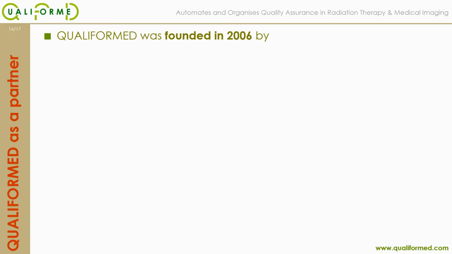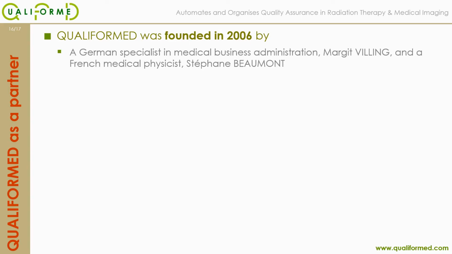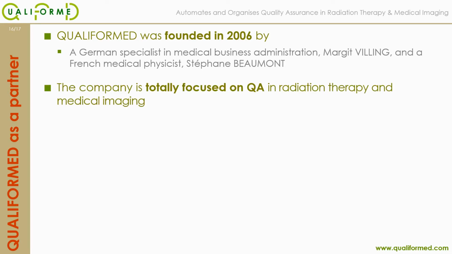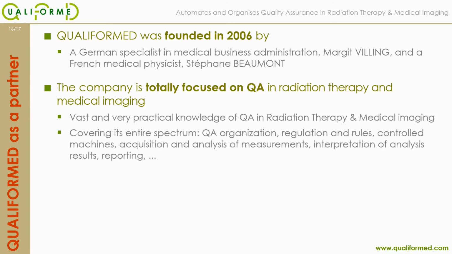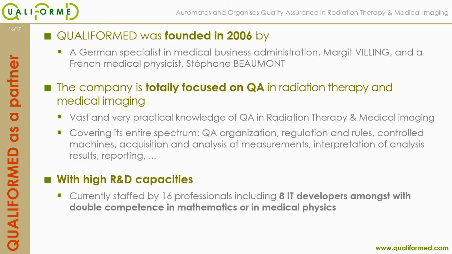The company was founded in 2006. It is totally focused on quality control in radiation therapy and medical imaging. It now boasts a very substantial knowledge of quality control and medical physics, covering the entire range of needs to automate and organize quality controls, thanks to our software and associated phantoms. Regarding QualiFormed R&D capabilities, half of QualiFormed staff are IT developers, often also qualified in mathematics or medical physics.